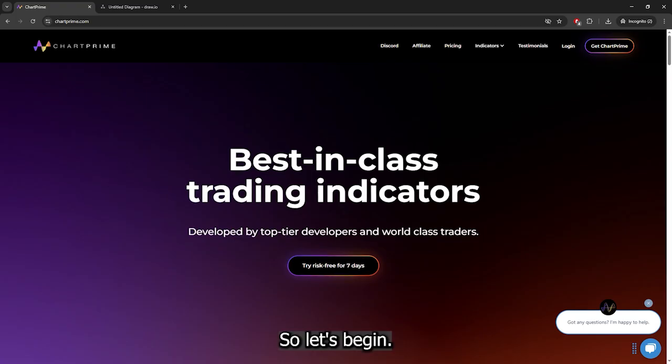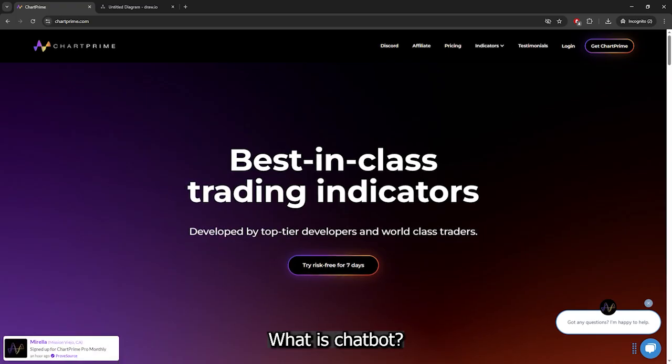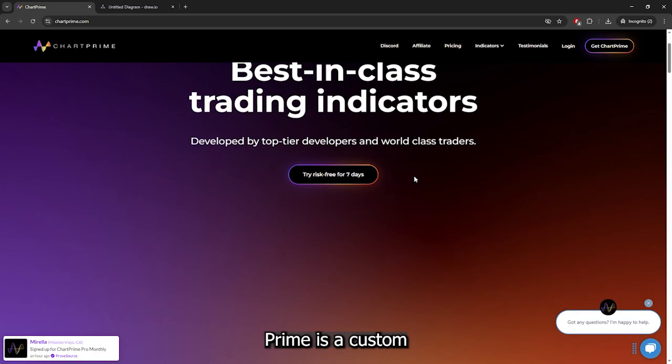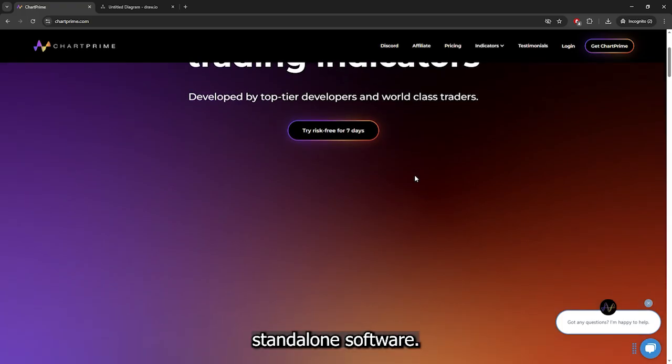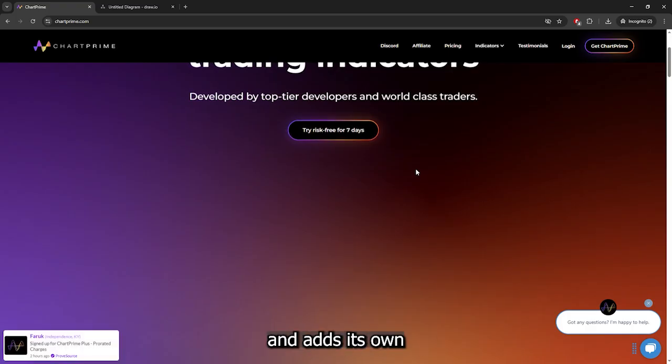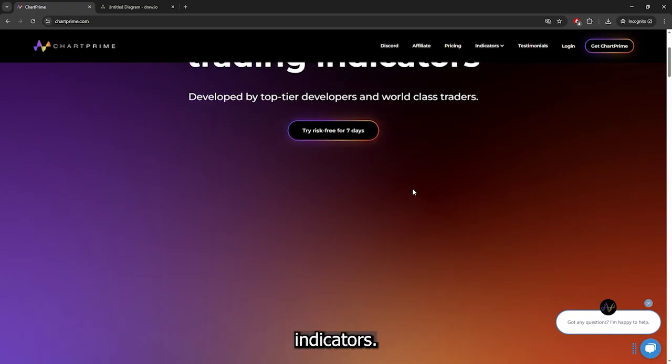So let's begin. What is ChartPrime? Well, ChartPrime is a custom indicator suite for TradingView. It's not actually a standalone platform. It runs on top of TradingView charts and adds its own algorithmic overlays. It's known for its auto trend lines, reversal signals, and predictive indicators. They all aim to give you a sort of trading edge.